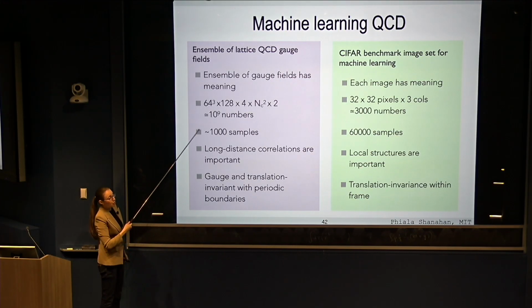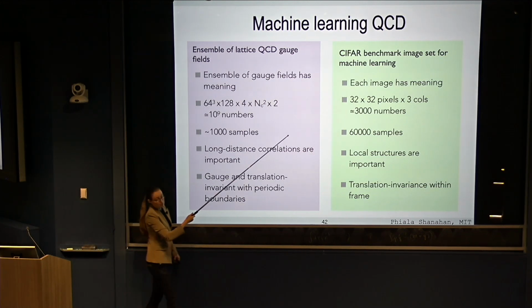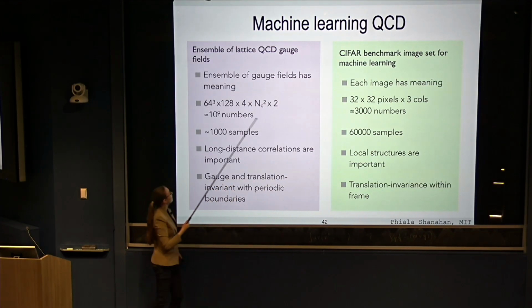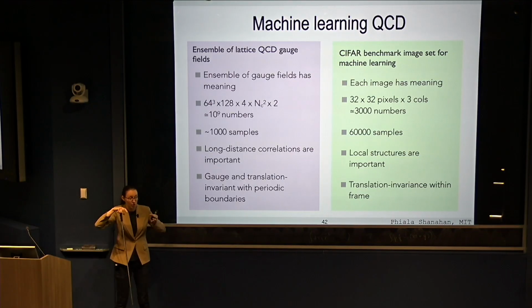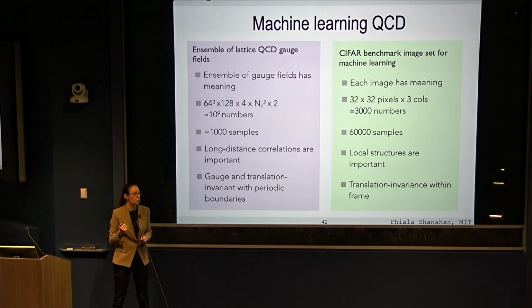We have an extreme inversion of the typical data hierarchy. Each sample, each gauge field, is defined by something like 10 to the 9, or all the way up to 10 to the 12 or 10 to the 15 numbers. But you only have order thousands or tens of thousands of samples. In a benchmark image set, each image is defined by, say, 3,000 numbers, but you might have 60,000 images available for training. The ratio of this and the ratio of this are extremely inverse to each other, right? So that means that any approach that involves training data is not an option. We have far more degrees of freedom per sample than we have samples available.